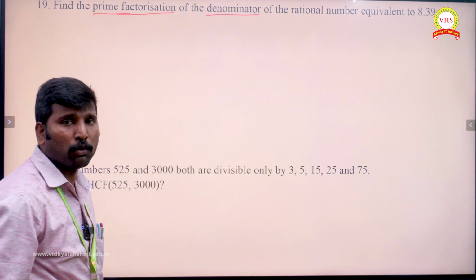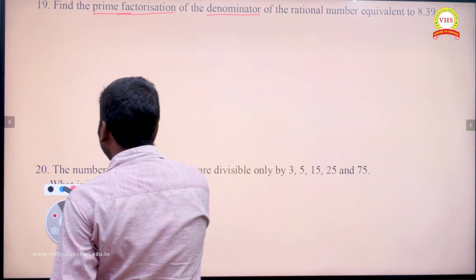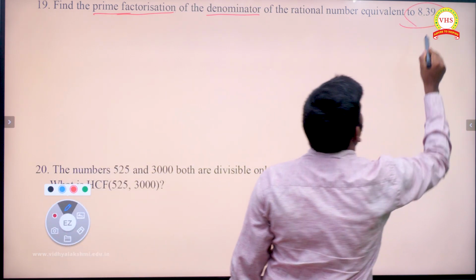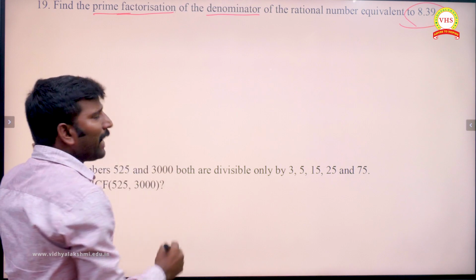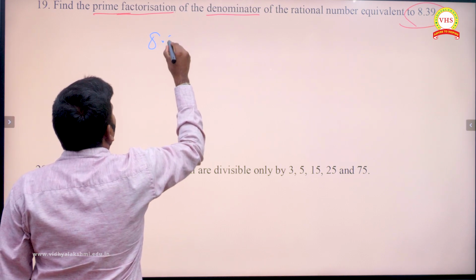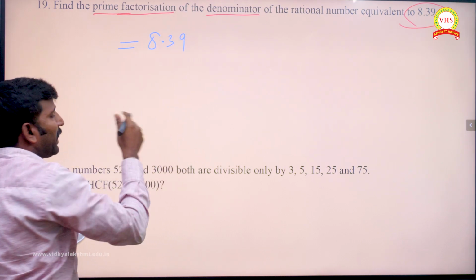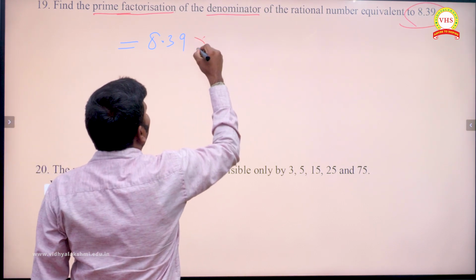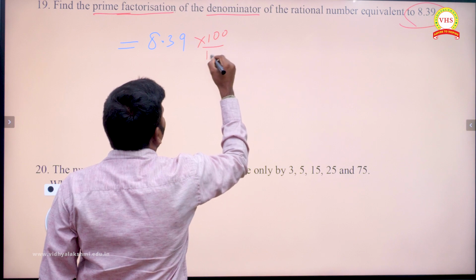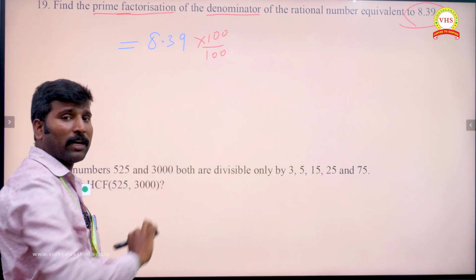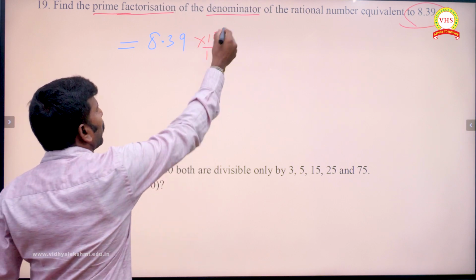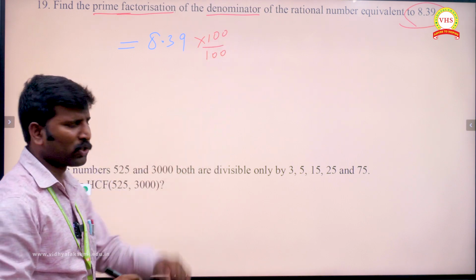Prime factorization: we have to find the prime factorization of the denominator of the given rational number. See, the rational number 8.39, how will you write it in p by q form? Multiply 10 in the numerator and denominator. I am multiplying and dividing by 10, that is the concept. When you cancel, it will be 1, and the value never changes, so no problem.